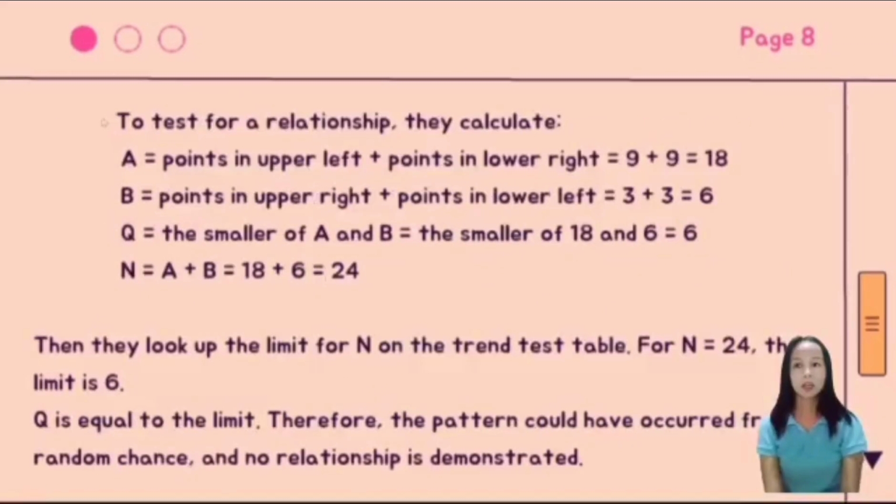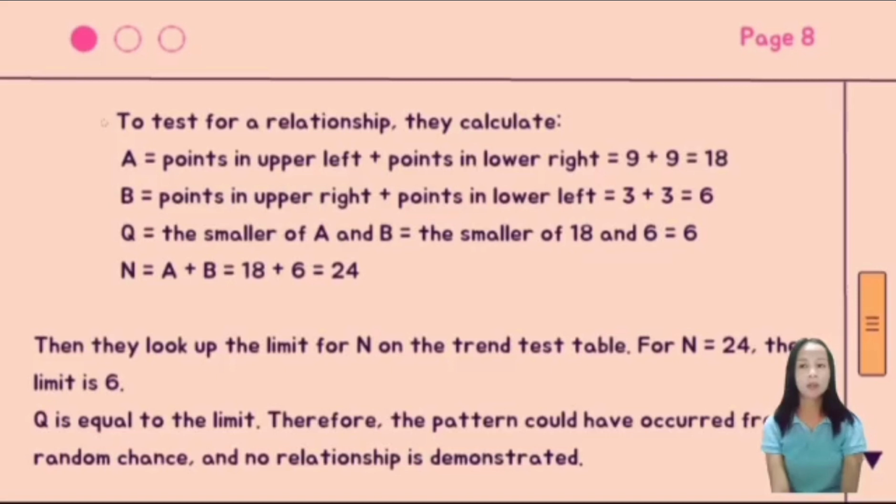To test for a relationship, they calculate A, which is equal to points in upper left plus points in lower right, equals 9 plus 9, equals 18. B is equal to points in upper right plus points in lower left, equals 3 plus 3, equals 6. Q is equal to the smaller of A and B, the smaller of 18 and 6, equals 6. N is equal to A plus B, equals 18 plus 6, equals 24.